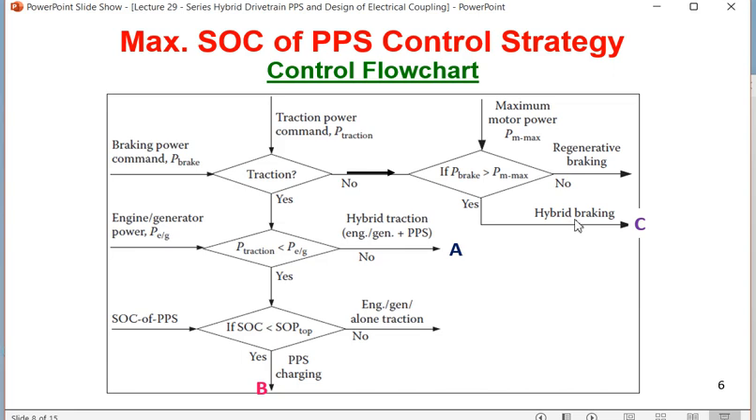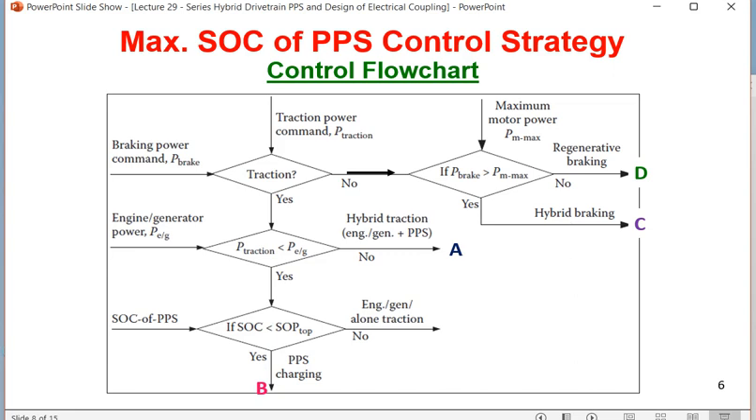But if you find that P brake is greater than PM max, if it is no, that means PM max is actually greater than P brake. That means the braking power required is less than the electrical braking. In that case only regenerative braking will do, and this case we will call the D case. So this is a flow chart where all the four cases A, B, C, D can be explained very easily.